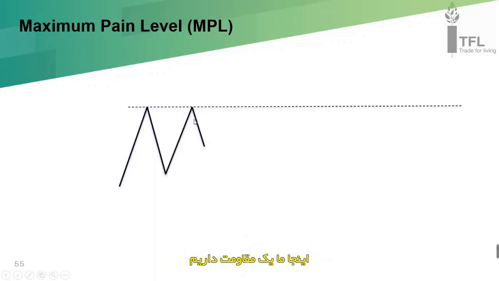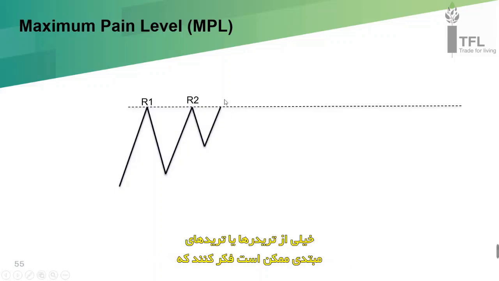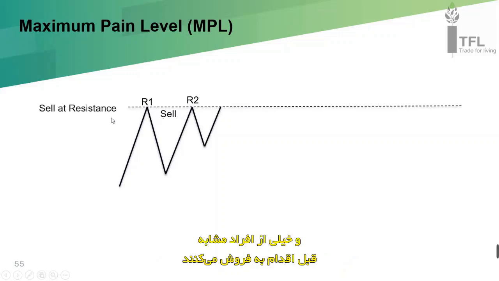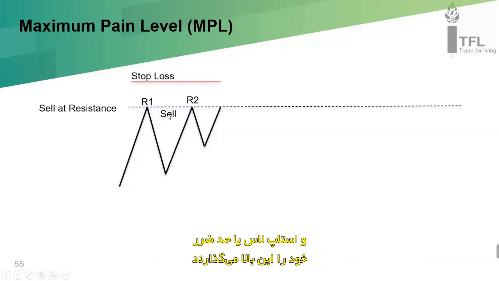So what we have here is a resistance. We'll label it R1 and R2, resistance 1, resistance 2. Eventually the price will reach this area again. New traders, or a lot of traders out there, might think the price will reject this time because it has rejected twice previously. So a lot of people will sell at the resistance, like the previous one, and then they will place their stop loss over here.